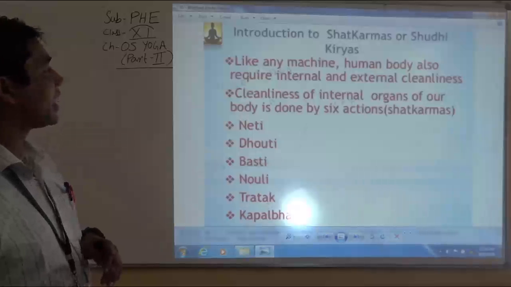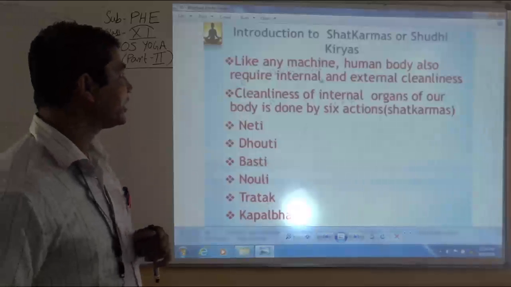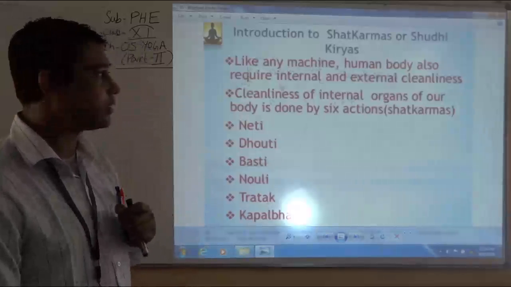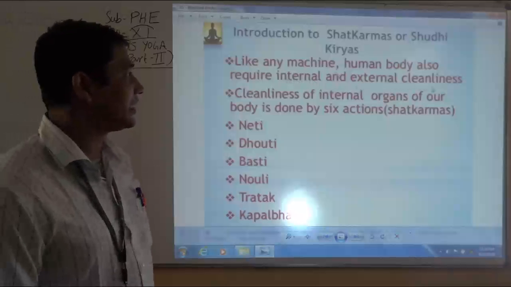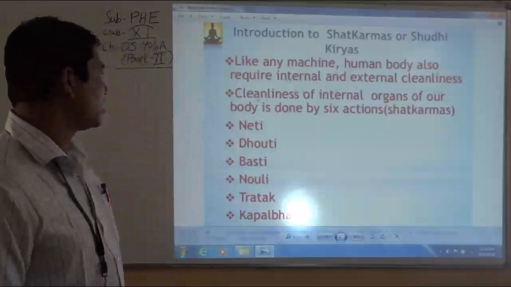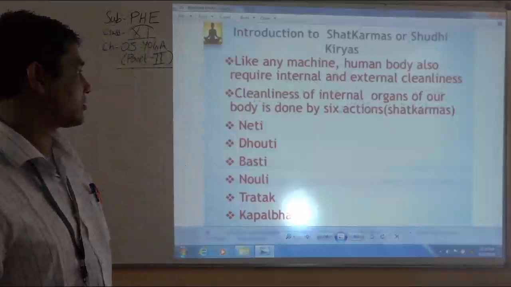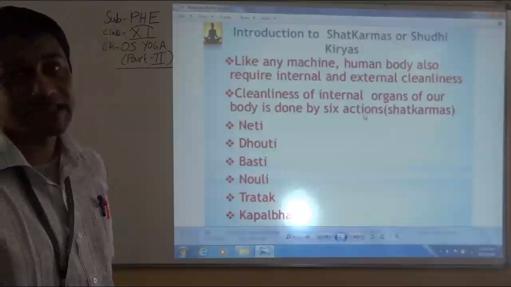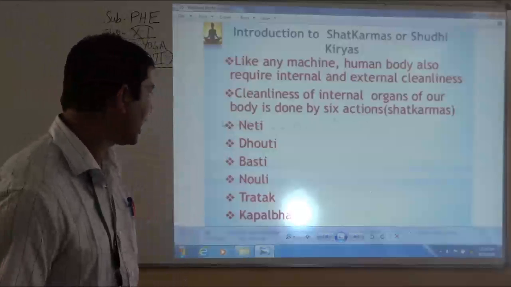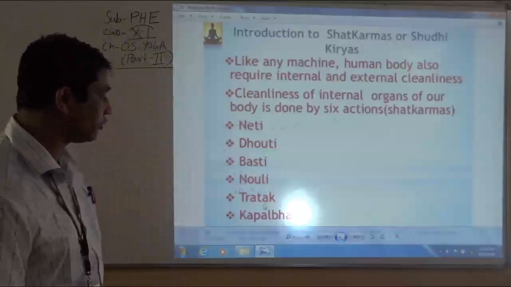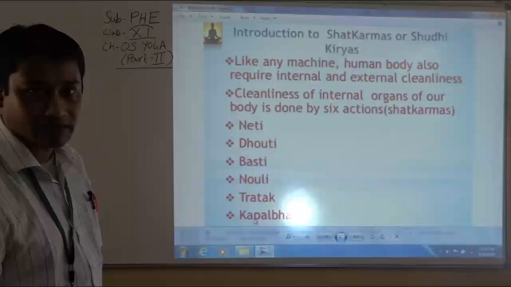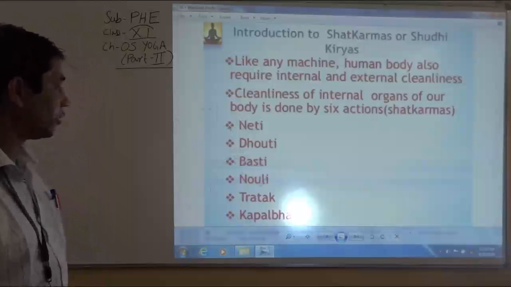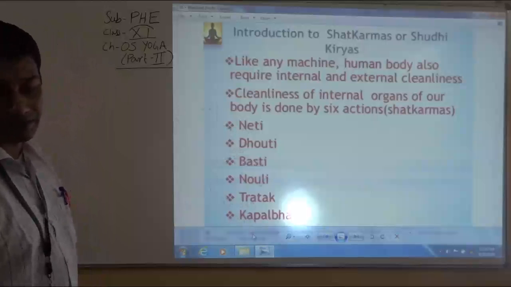So Suddhi Kriyas are like a machine where the human body also requires internal and external cleanliness. So cleanliness of internal organs of our body is done by 6 actions. They are also known as Satkarmas. They are Neti, Dhoti, Basti, Noli, Tratak and Kapalbhati. I repeat, students, these 6 actions are Neti, Dhoti, Basti, Noli, Tratak and Kapalbhati.